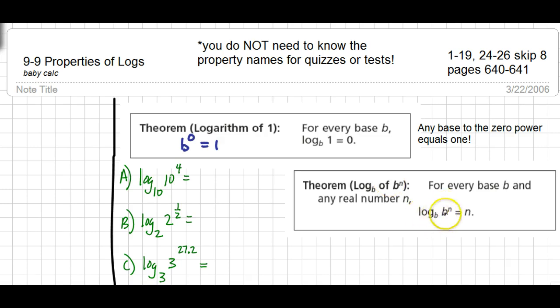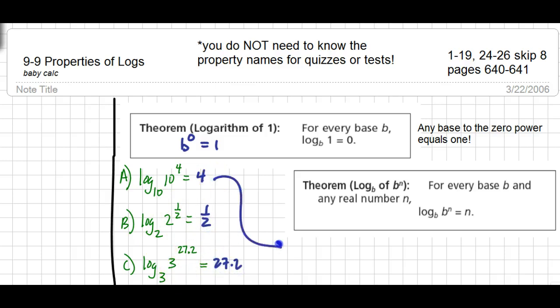The next theorem, notice that the base here and the thing that you're taking the log of are the same number. So in that case, if that base is being raised to a power, then the power is the answer. And I think most students would probably be able to recognize that pretty easily anyway. But as you look at the three examples here, you can clearly see what the answers will be. Since this is a base 10 and we're taking 10 and raising it to a 4, the answer is simply going to be a 4. Here the power is a half, so that's your answer. Here the power is 27.2, so that's your answer.